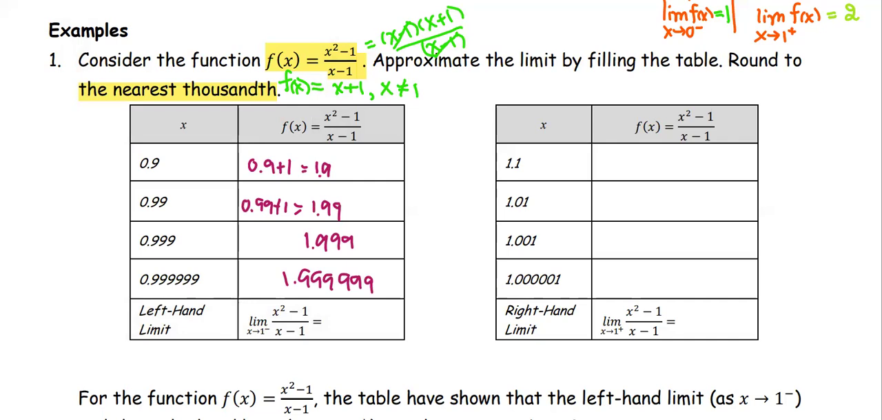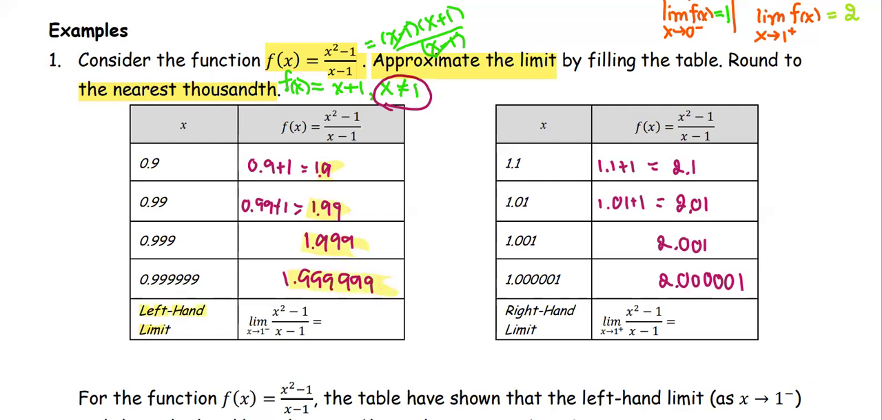For the second part of the table here, do the same way. So 1.1 plus 1 gives us 2.1. Same way for the rest of the table. We can do it in this fashion because the value of x provided is not equal to 1. This is 2.01, 2.001, 2.000001. Now we're going to approximate, that's the objective of this problem, approximate the limit by filling the table. The table is filled. Now we're going to approximate the value. As you see, this is 1.9, 1.99, 1.999.